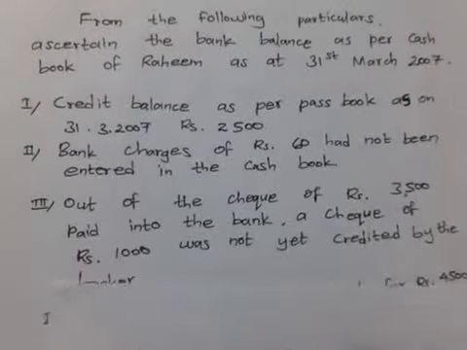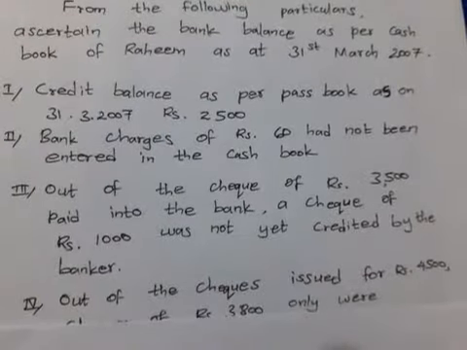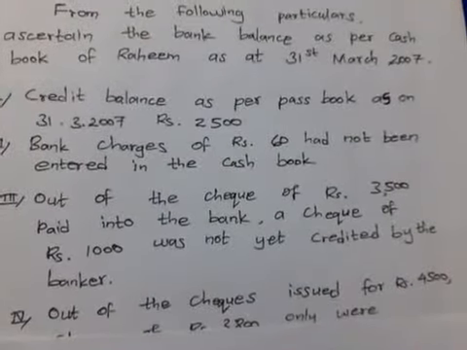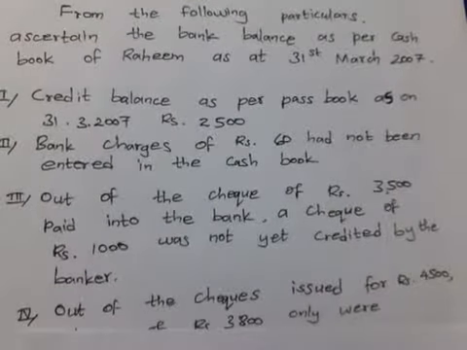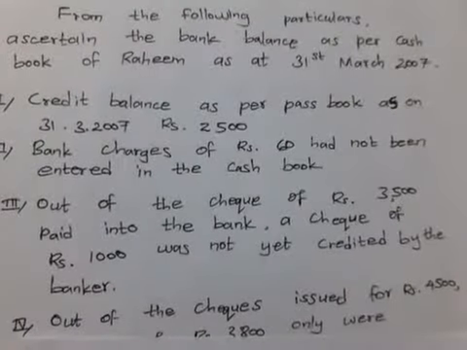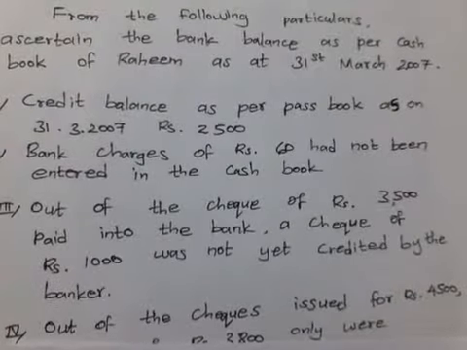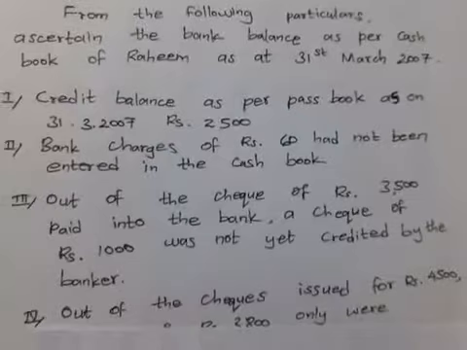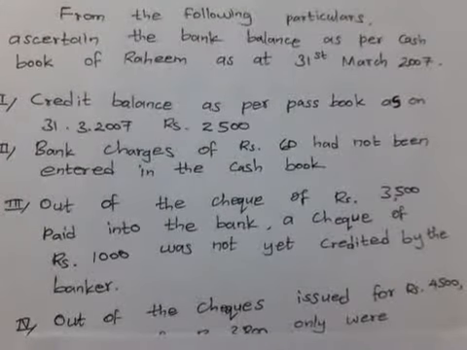The next one is, out of the check of rupees 3500 paid into the bank, a check of rupees 1000 was not yet credited by the banker. That means out of the check of rupees 3500 paid into the bank, a check of rupees 1000 was not yet credited by the banker. So 3500 we have paid into the bank, but till now 1000 not collected.